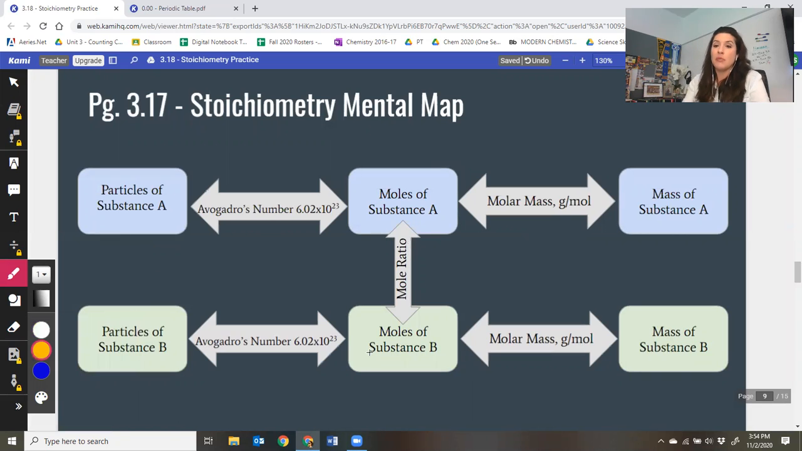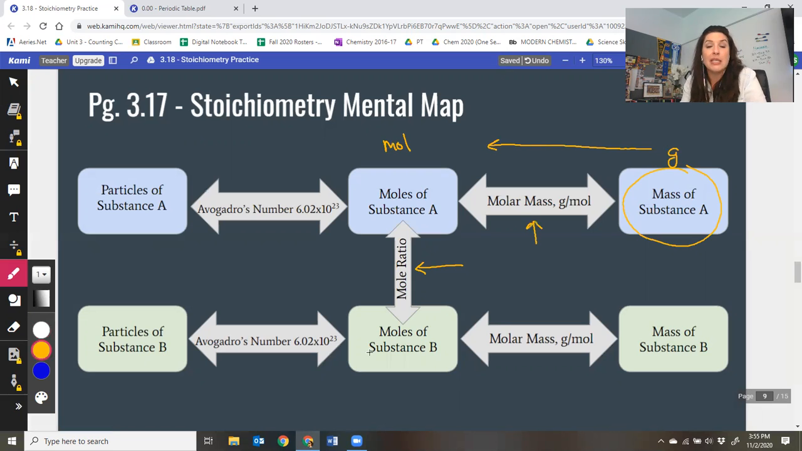So it looks like this time I'm going to be starting from the mass of substance A. And before I can use this mole ratio here, I need to first convert from grams into moles of that substance. And to do that, I will do the molar mass. I will add up the molar mass from the periodic table. Then I can convert from moles A to moles B using this mole ratio. And lastly, I can use the molar mass of substance B to convert from moles to grams.